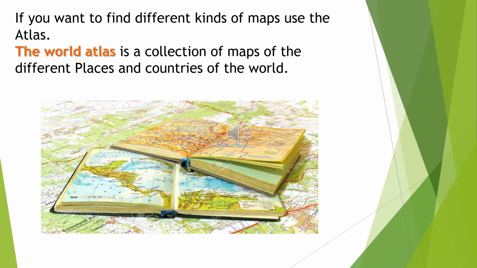Now, if you want to find different kinds of maps, you can use the atlas. So, what is the meaning of the word atlas? The word atlas is a collection of maps of the different places and countries of the world.